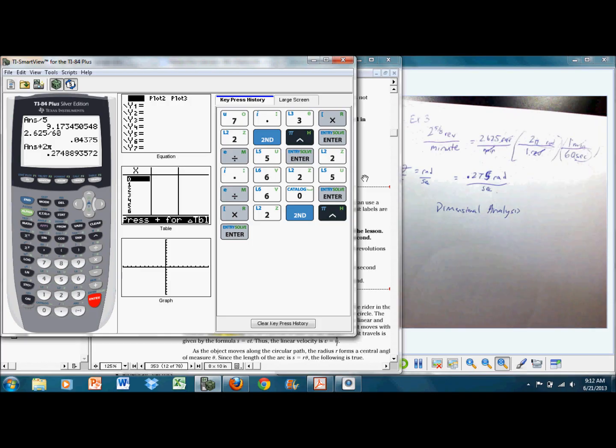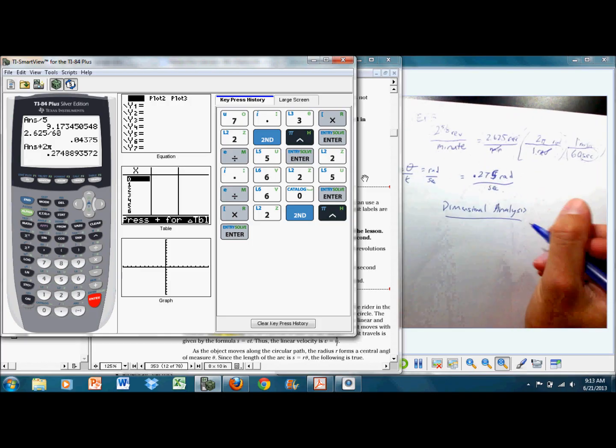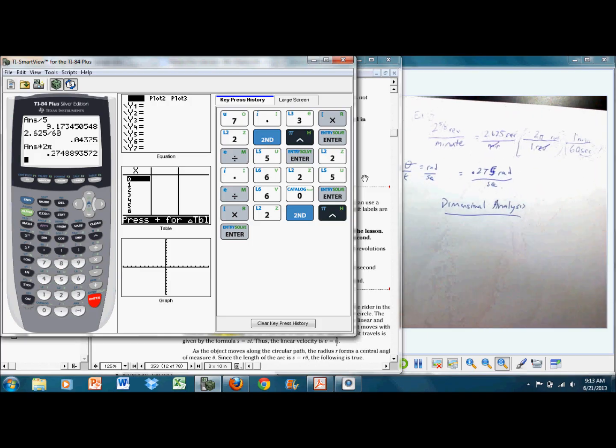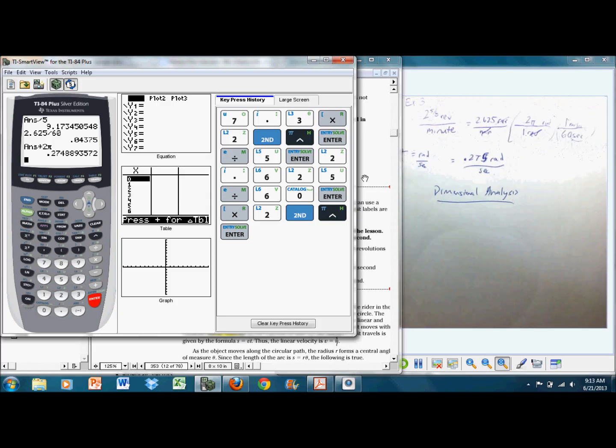All right, so that's dimensional analysis. It's really a very important thing to know, both in math and in science. It'll be really helpful for you to master that technique.